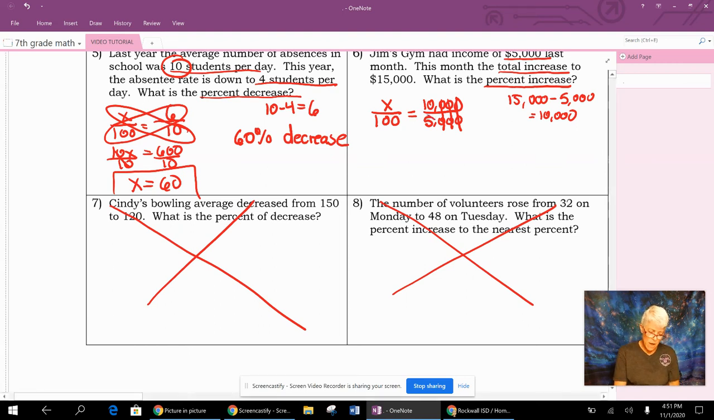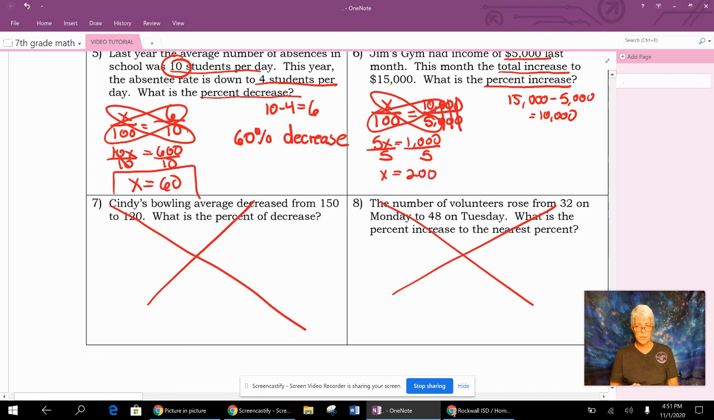So let's see, I have 5 times x, and I have 100 times 10, which is 1,000. We're going to divide both sides by 5, and I end up with x equals 200. All right, 200 what? $200? 200 puppies? It's a percent increase. So it's 200% increase.